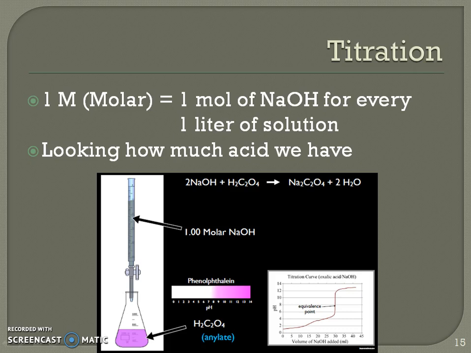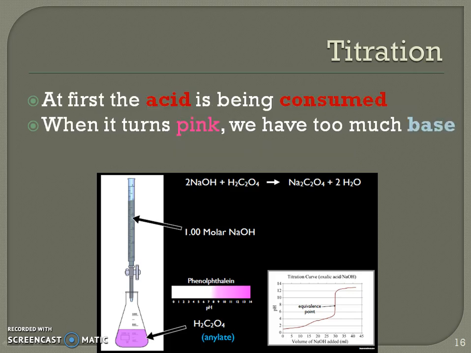So why is this important? Later on, we're going to be talking about titrations. Titrations are a way of looking at how much acid we have, or a way of identifying what acid we have. He also talked about how at first the acid is being consumed, being reacted, but once it turns pink, now we have too much base. Now we've pushed it over the edge and gone past our equivalence point. We'll talk in more detail about this later, but we have to understand a little bit about titration in order to do the solution stoichiometry.